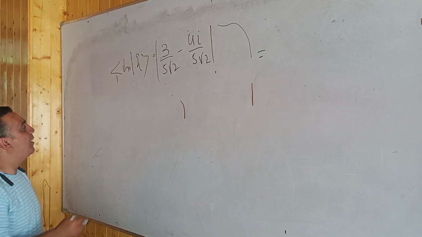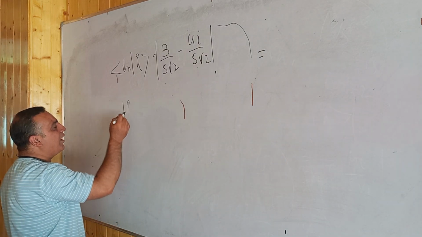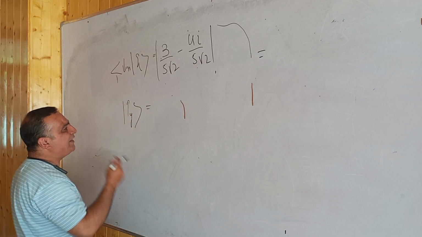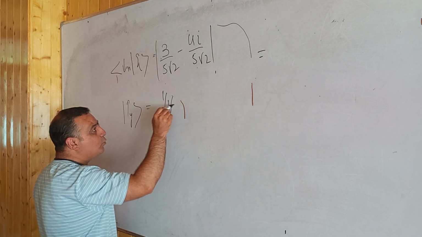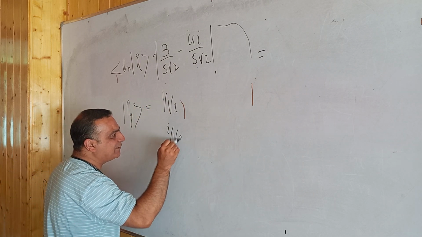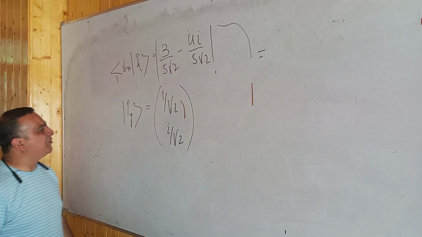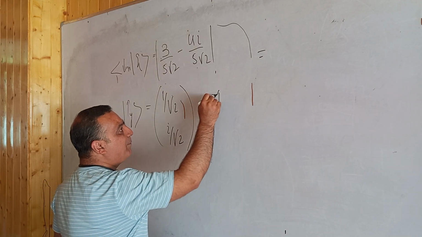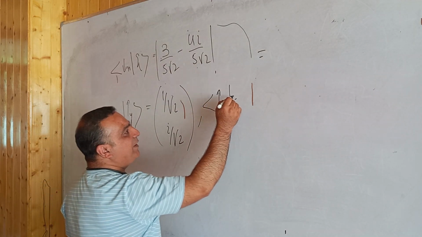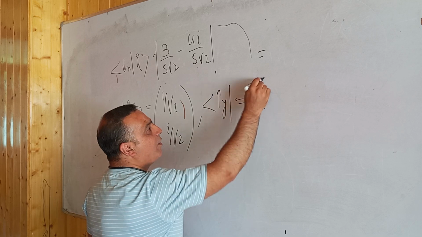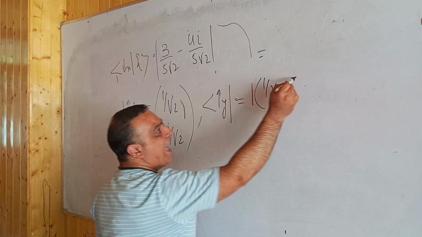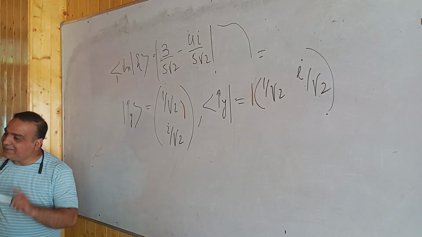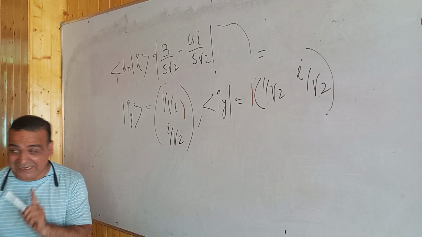Okay. So what is your spin up along y? Spin up along y is 1 by root 2 and i by root 2. Am I right? Yes. But for my inner product, I need the bra of spin up along y. So what will be the bra of spin up along y? This will be a row of 1 by root 2 and i by root 2. I think that the previous solution was correct. I think it was not wrong.